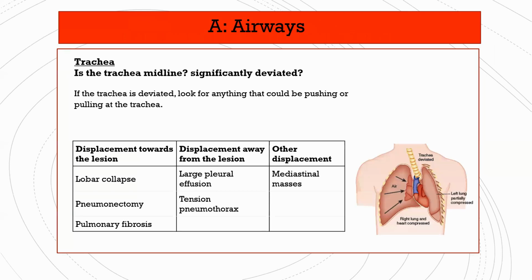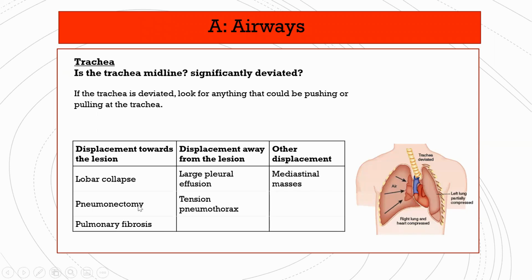Great. So airways, the first thing that you do is check the trachea, all right? Is the trachea midline? Is it significantly deviated, okay? And that's very easy because the trachea goes down. If it goes down at an angle on the X-ray, you can see it. It means deviated, okay? So if the trachea is deviated, you have to look for what is causing it to be deviated. Is there anything that's pushing it or that's pulling it?